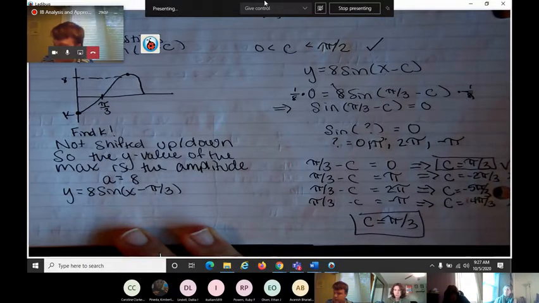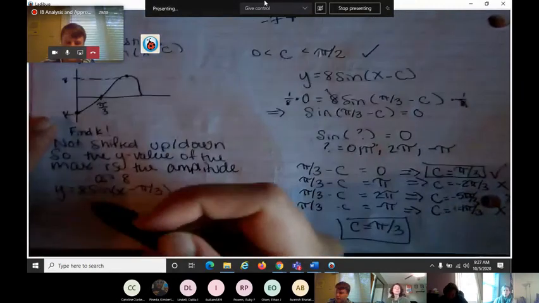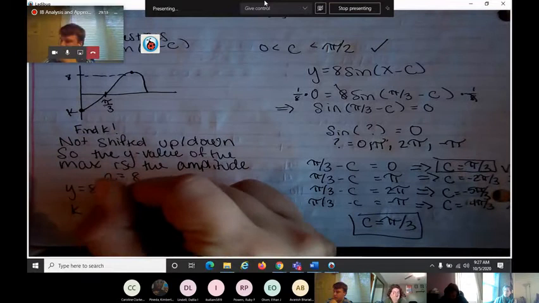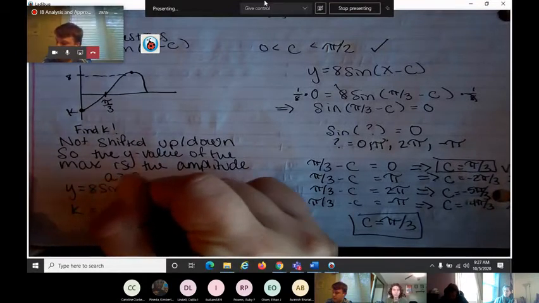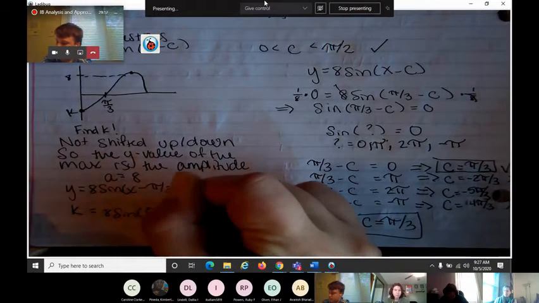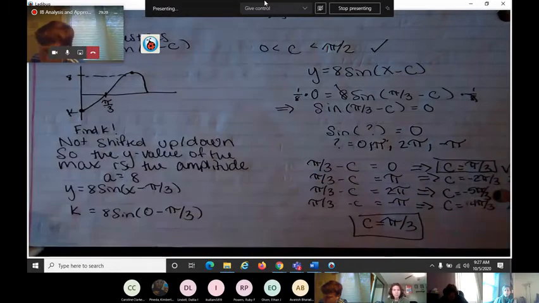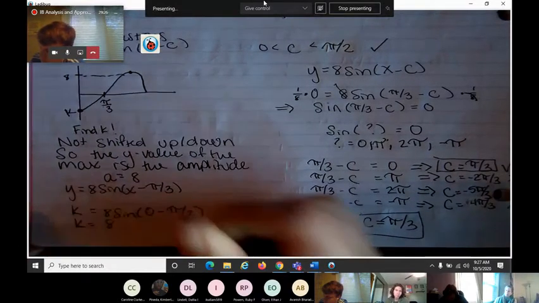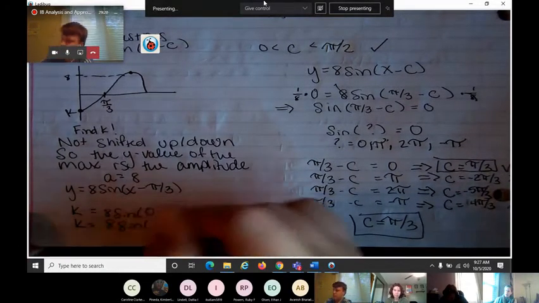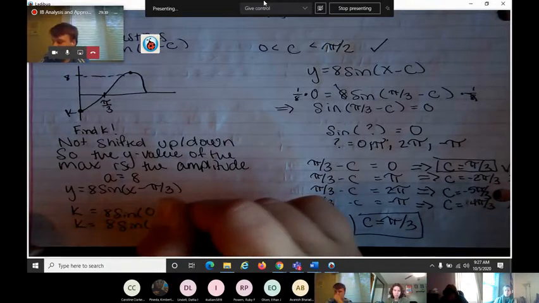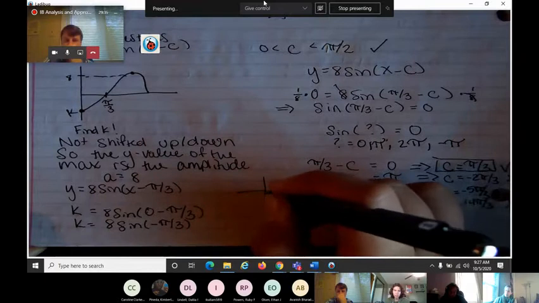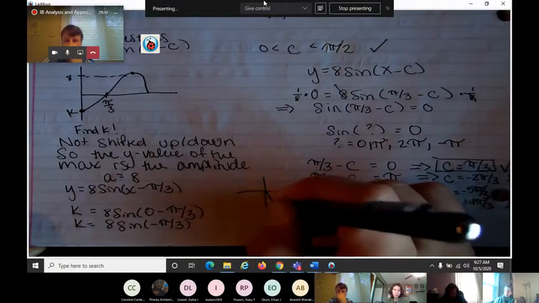That's perfect. So K is the Y value of that point. I'm going to sub in K for Y. And then we know that 0 is our X value. Okay. So then when I solve this equation, I know that K is going to be equal to 8 times the sine of negative pi over 3.